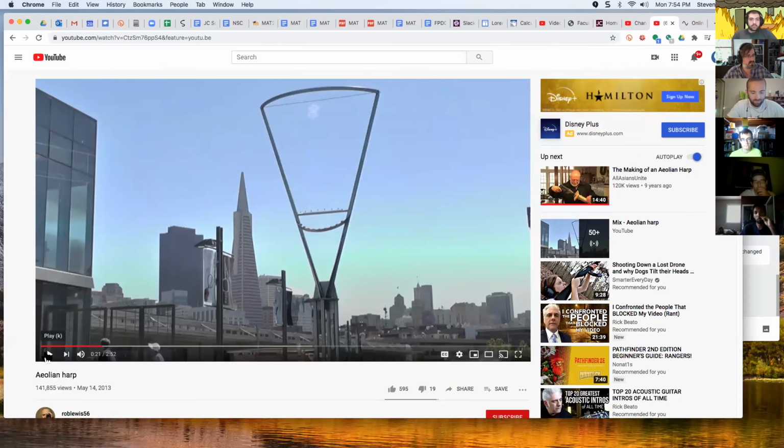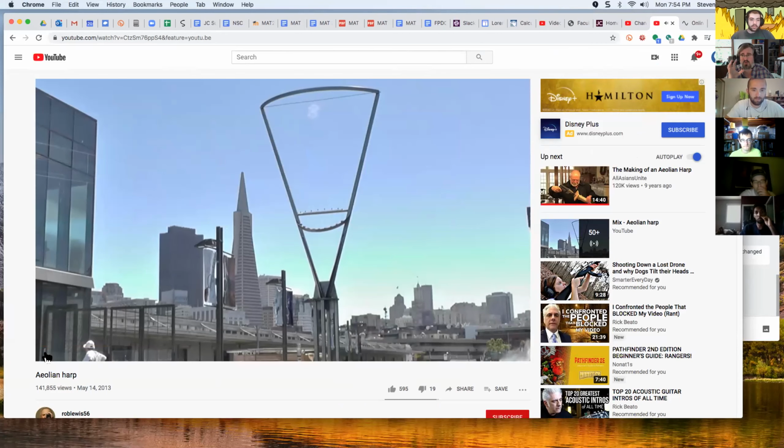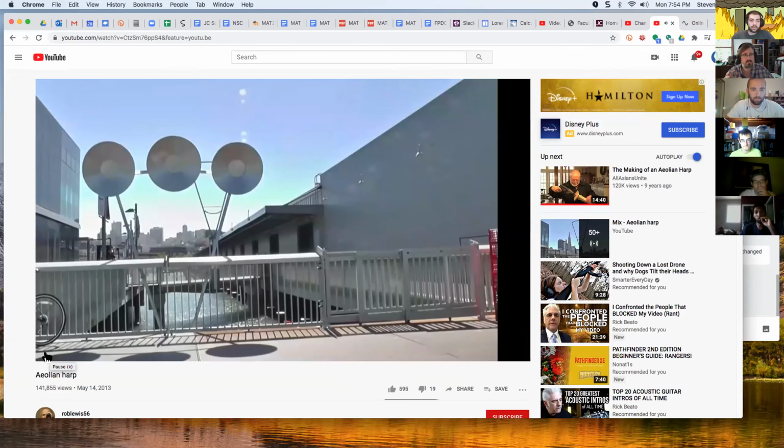It approaches resonance. And so it produces this super eerie noise. There is no amplification going on. What you're hearing is literally the wind causing vibration in these metal cables.